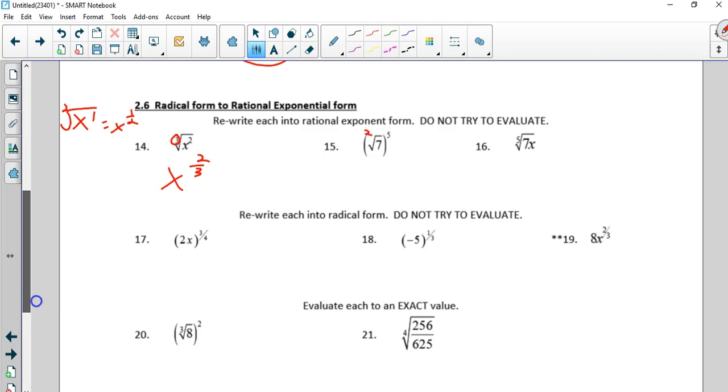So remember, this is 2. So that's 7 to the 5/2. But remember, this is the same as this. Just two different ways of writing it. Here's the 1. I saw some people in class do this, 7x to the 1/5. That is incorrect. This 1/5 is only attached to the x right now. And yet the 7 is also inside. So we need to put this in parentheses.